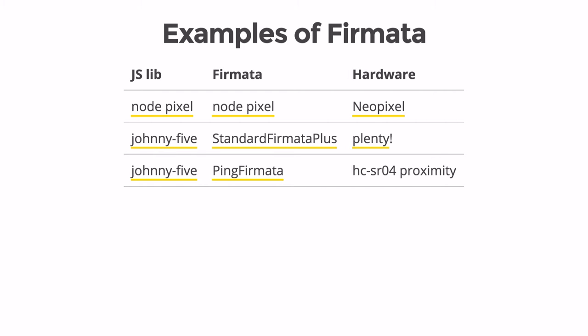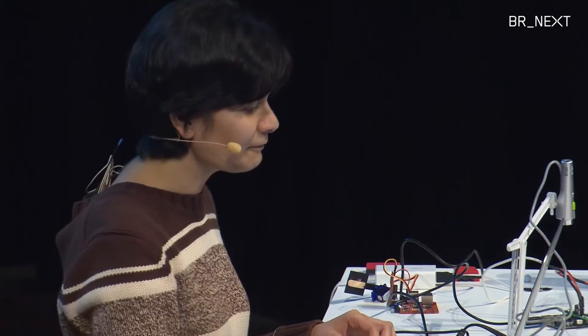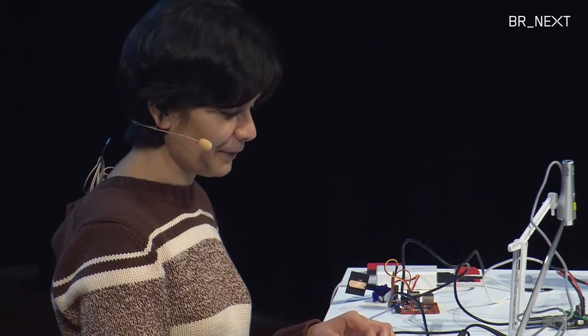I also have two other examples, Johnny-Five. I know some of you have played with it. How many of you have played with Johnny-Five before? Some of you have. With Johnny-Five, there is plenty of hardware to talk to, and you use standard Firmata in this case. But sometimes it depends on the sensor itself, and you can use PingFirmata as well.